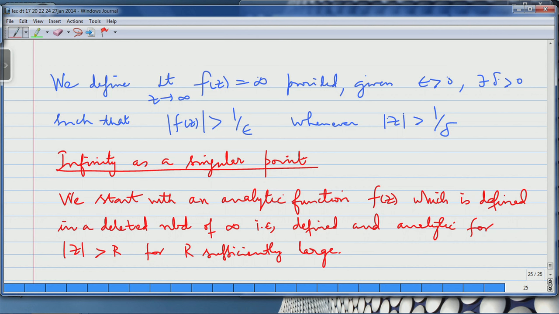Mind you, this also includes the case of an entire function. All I am saying is that the function should be defined outside a circle of sufficiently large radius, but I am not saying it need not be defined inside the circle. What I am interested in is only the behavior of the function at all points outside a circle of sufficiently large radius, because that for me is what a neighborhood of infinity is. So by the definition of singularity, infinity becomes a singularity. A singularity is defined only for an analytic function, and our definition is that it is a point which can be approached by points where the function is analytic. And we are interested in isolated singularity.